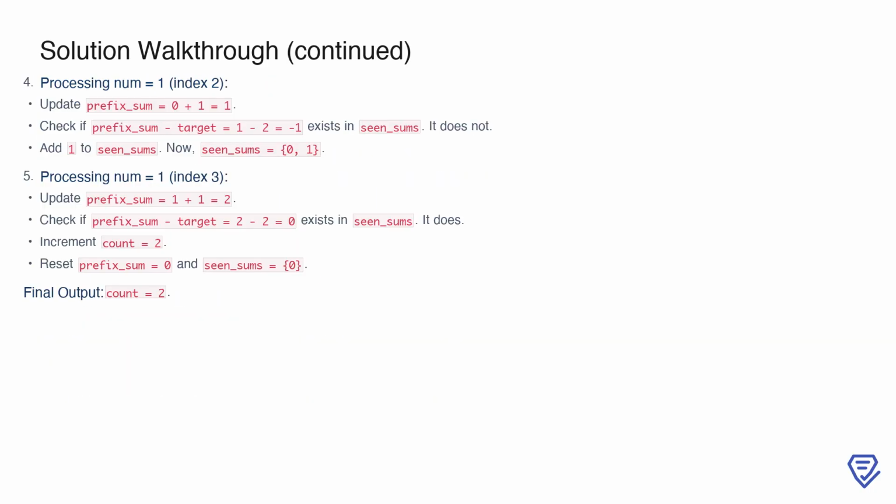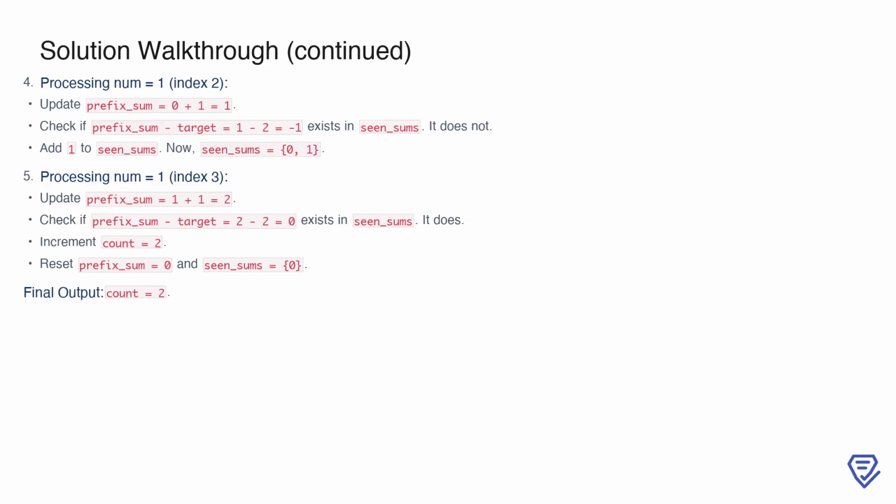Continuing with the array, we process the third element, 1 at index 2. We update prefix_sum to 1 and check if the difference between prefix_sum and the target, which is -1, exists in seen_sums. It does not, so we add 1 to seen_sums.